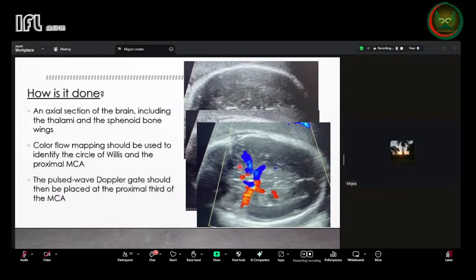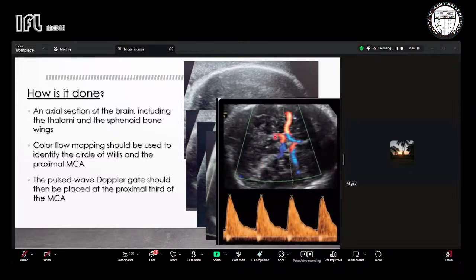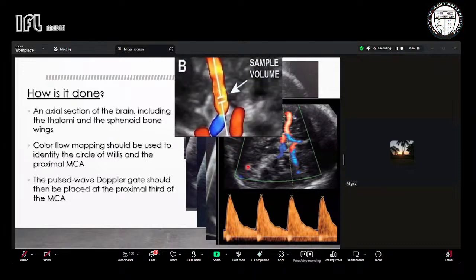So then you're going to place your pulse gate. So you've got the sphenoid wing, you've put your color, then you place your pulse gate in the proximal portion of the MCA, proximal third portion. This image depicts it better. You place the gate there. I have a more zoomed image, as you can see here, just where it goes off from the circle of Willis. Then you place your gate.